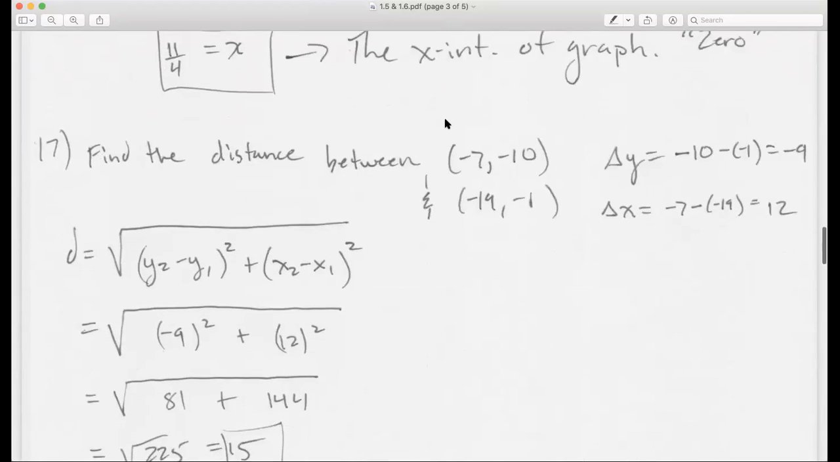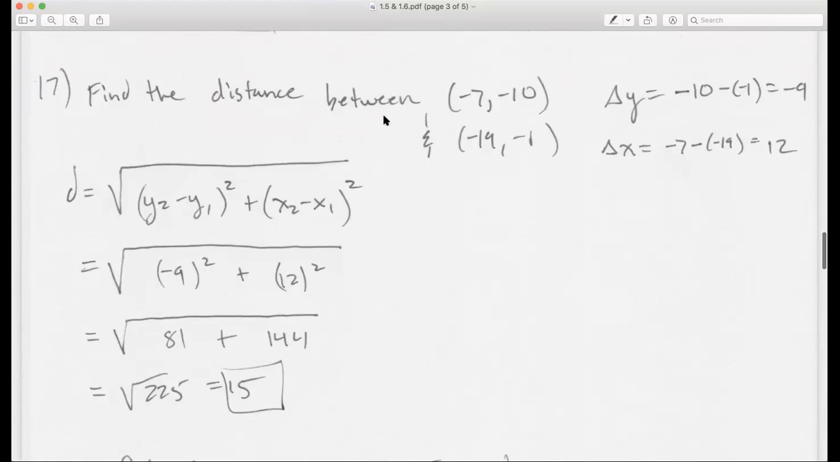Number 17. Find the distance between these 2 points. Okay. Here's the distance formula. I recommend you memorize it. But I found delta y by subtracting these two, and delta x by subtracting these two. Delta y was -9, delta x is 12. So we know delta y is just subtracting the two values, or the change in, so that's -9. And then delta x is subtracting my 2 x values, and that was 12, which I found from up here.